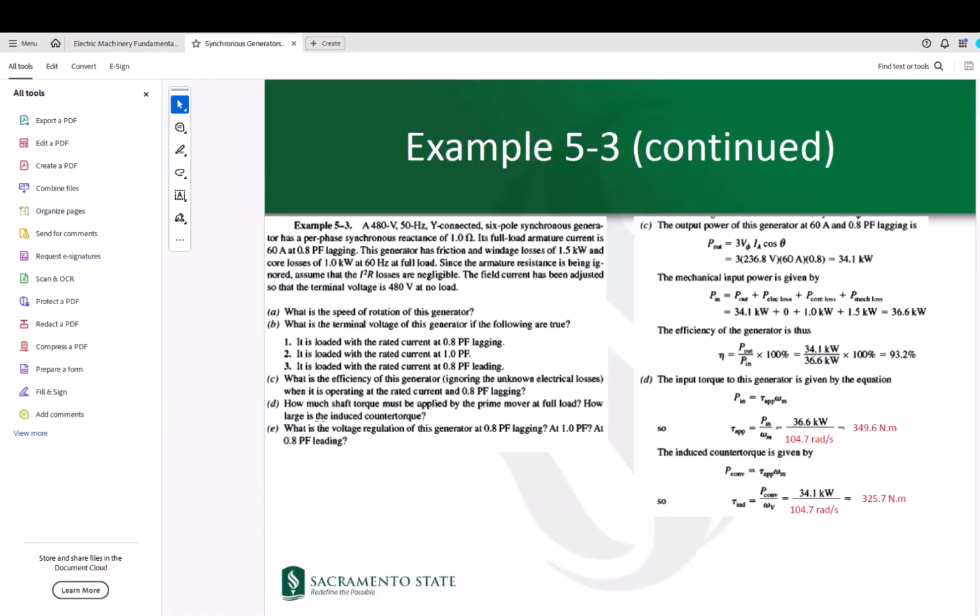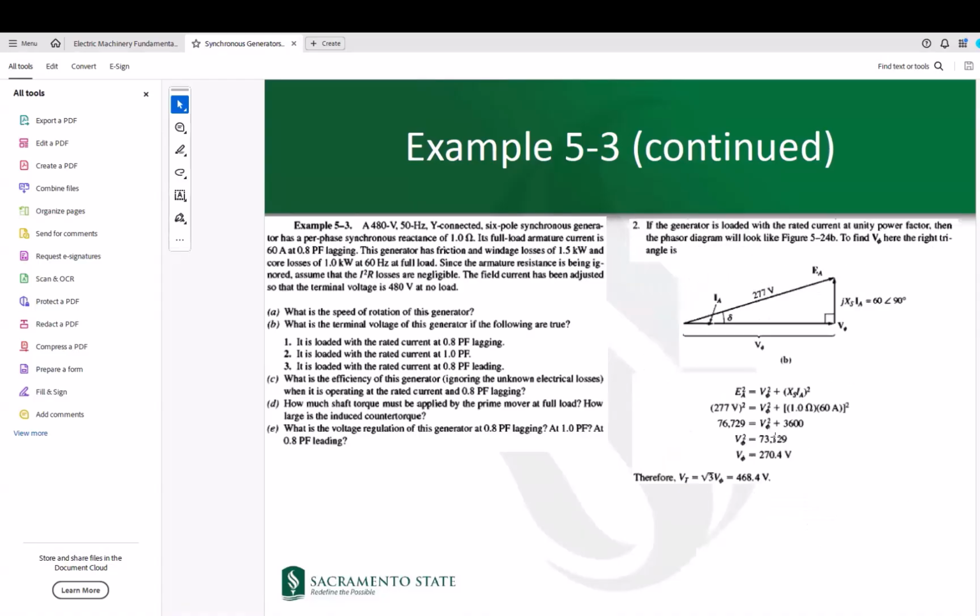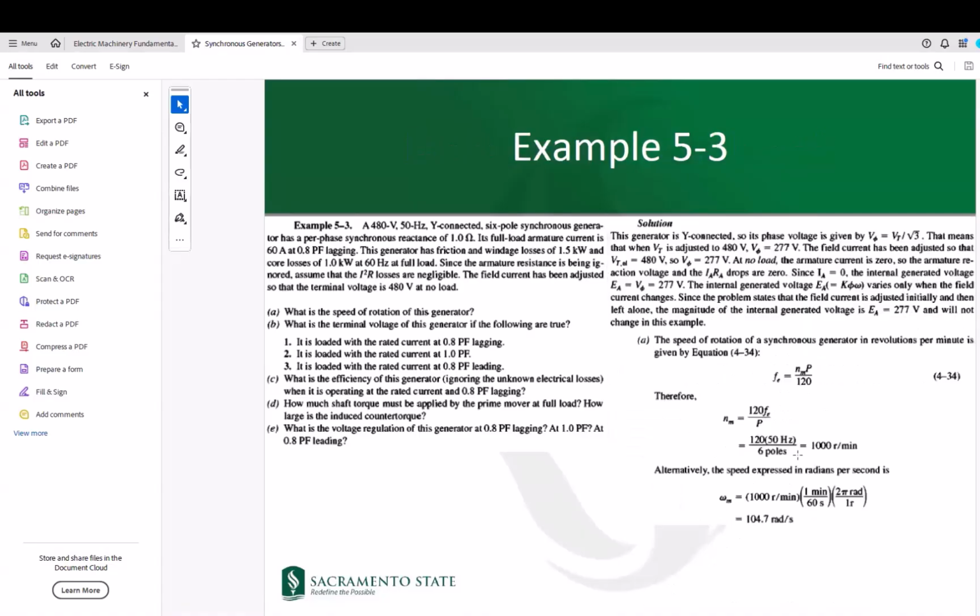Then part D of the problem is asking about the shaft torque by the prime mover at full load. So P in would be tau applied times omega m. Therefore, tau applied would be P in, which we found here, over omega m, which would be 349.6 Newton meters. If you have the fourth edition of the book, I believe there is basically a mistake in the text. So this should be the correct answer. 104.7, the mechanical speed of the machine, is what we found in part A here. So we should apply the same value.